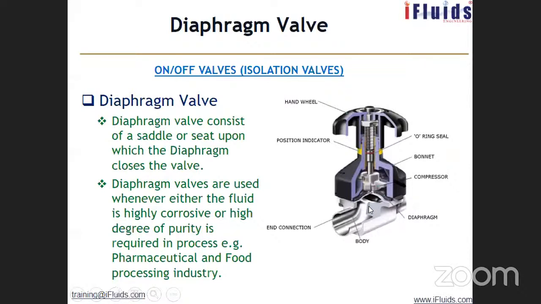And on the seat, the diaphragm is pressed against the seat, it closes. When you open the valve, the diaphragm is lifted and it allows the flow. It consists of a saddle or seat upon which the diaphragm closes the valve. Diaphragm valves are used whenever the fluid is highly corrosive or a high degree of purity is required in the process, like pharmaceutical industries, food industries. Okay.